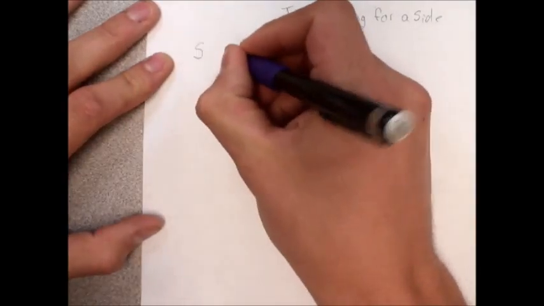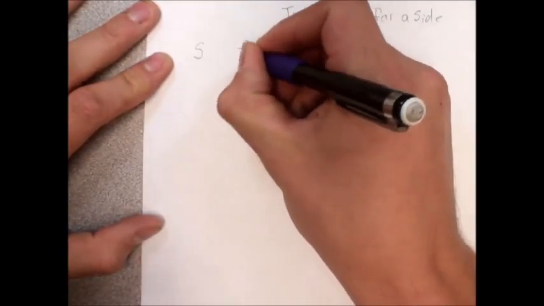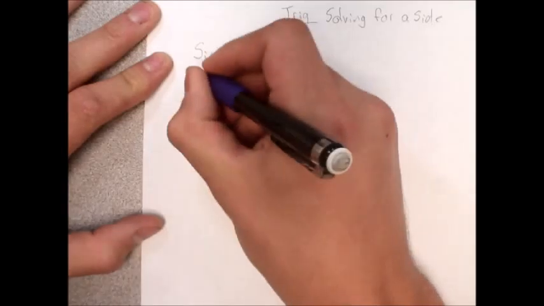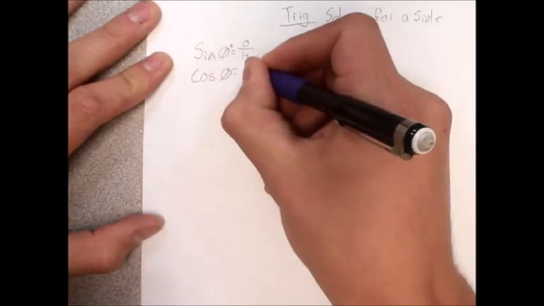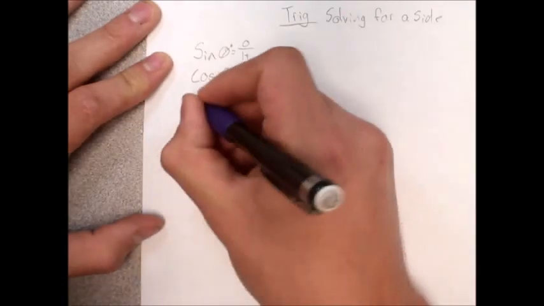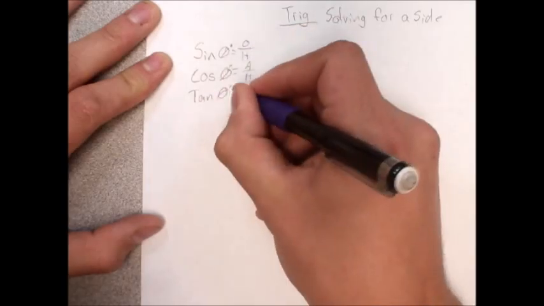Sine goes with opposite over hypotenuse. So it's sine of whatever the angle is equal to opposite over hypotenuse. Then we have cosine of whatever the angle is equal to adjacent over hypotenuse. And then we have tangent of whatever the angle is equal to opposite over adjacent.